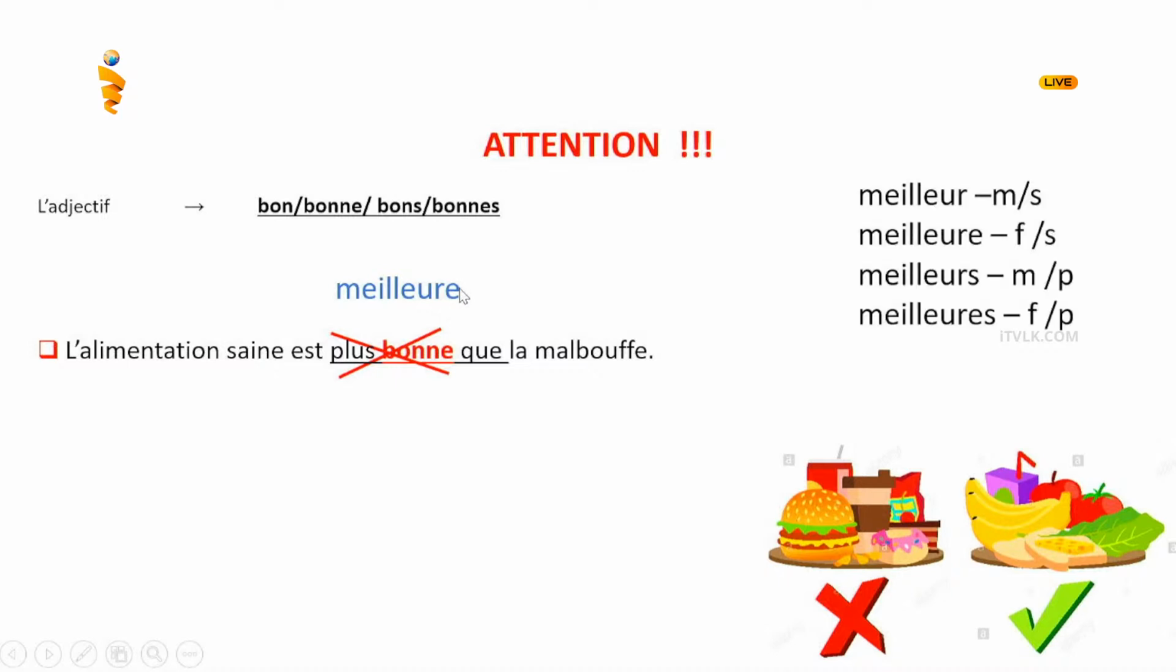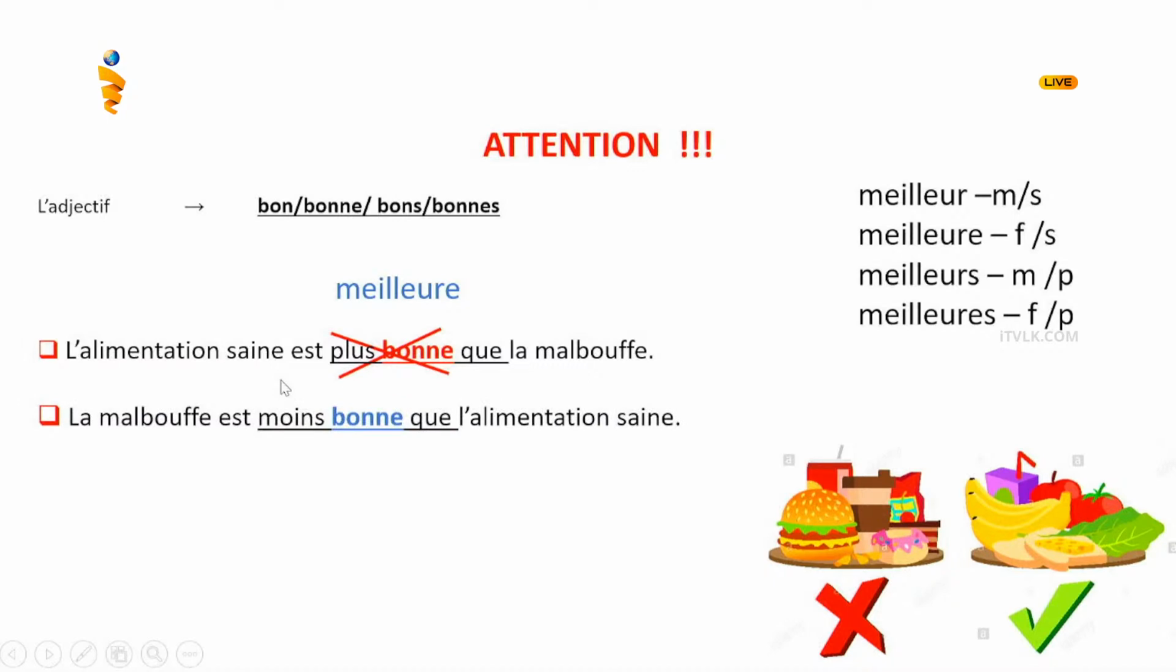So meilleur, I have given you the four formations. Since it is an adjective, you have masculine singular, feminine singular, masculine plural, and feminine plural forms. Okay, that is only when it is superior, like you cannot use plus bon. Instead of that, it becomes meilleur.